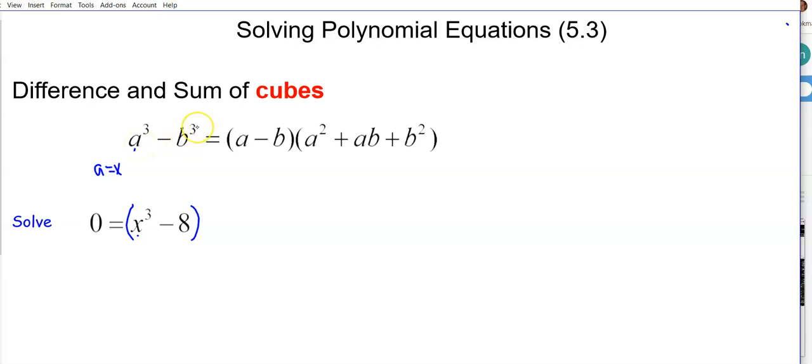And B is not quite as obvious. It helps to know your perfect cubes a little bit, so I'm just going to write those down. 1 to the third power is 1, 1 times 1 times 1. 2 to the third power is 2 times 2 times 2, which is 8. 3 to the third power is 3 times 3 times 3, which is 27. 4 to the third power is 4 times 4 times 4, which is 64.